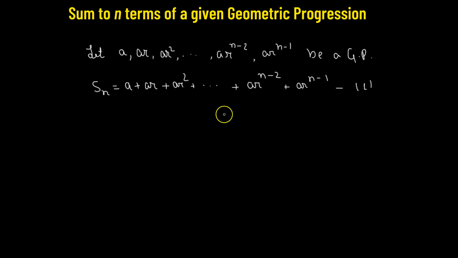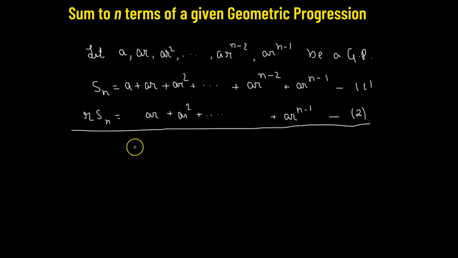Now we will multiply both sides of equation number 1 with the common ratio r. So that gives us r times Sn, which will be equals to, so a multiplied to r is going to give us ar, then ar multiplied to r is going to give us ar squared going all the way up to, so we have ar raised to the power of n minus 2 but multiplied to r, so this is going to give us ar raised to the power of n minus 1. So let this be equation number 2. Now what we'll do, we'll subtract both of these two equations.